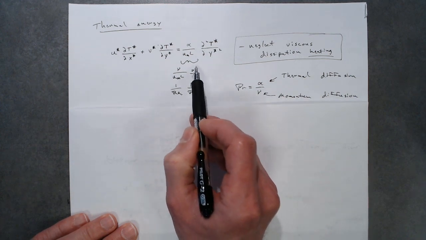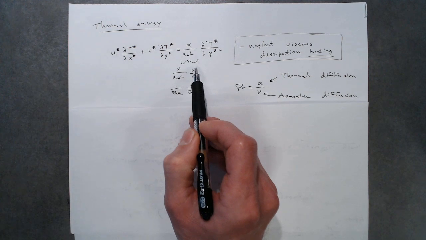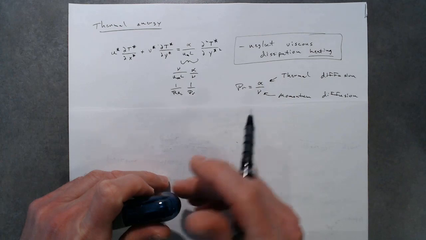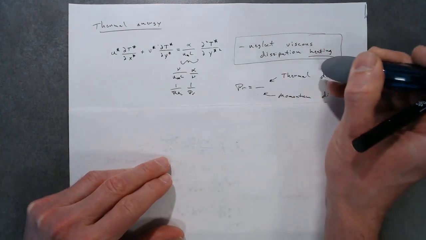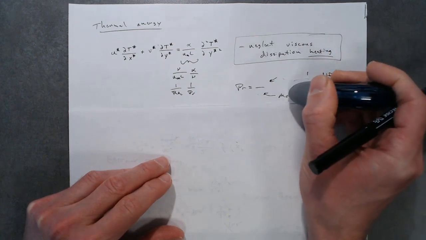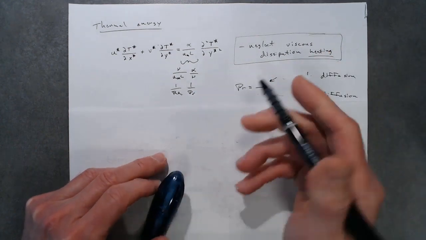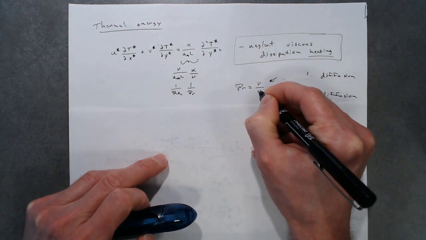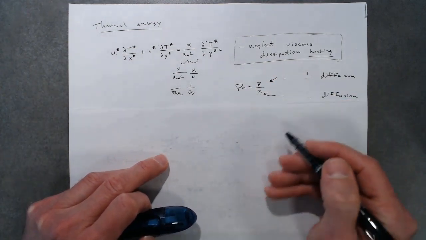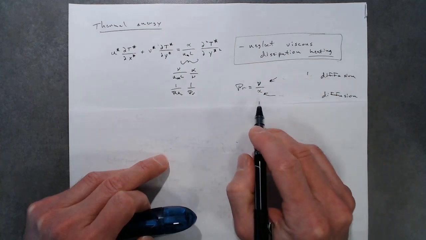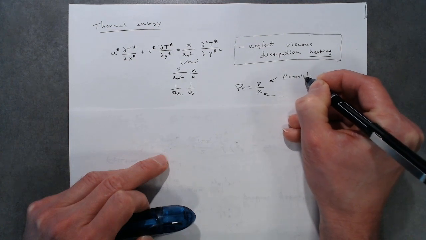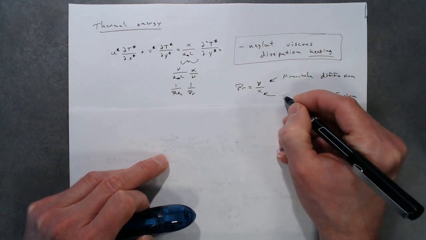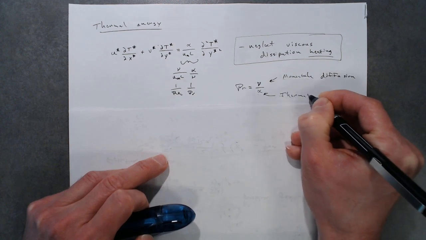So this ratio of alpha over nu is actually incorrectly written here. I'm going to correct that and properly write it as nu over alpha. So the Prandtl number gives me the ratio of the momentum diffusivity to the thermal diffusivity.